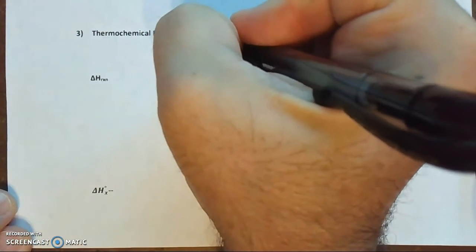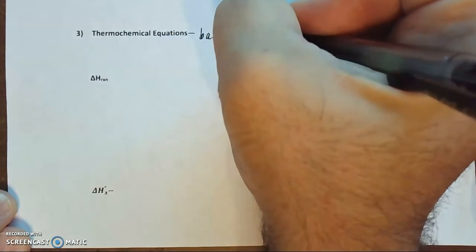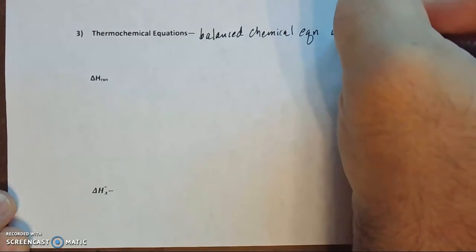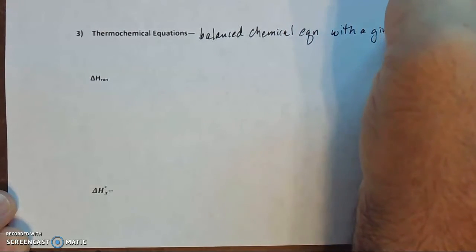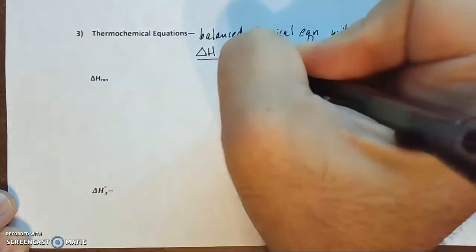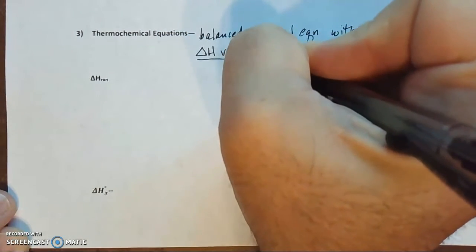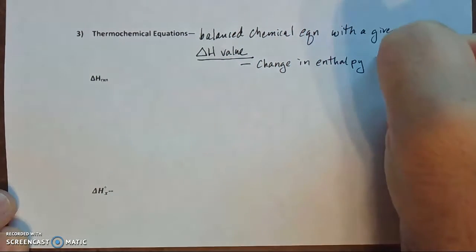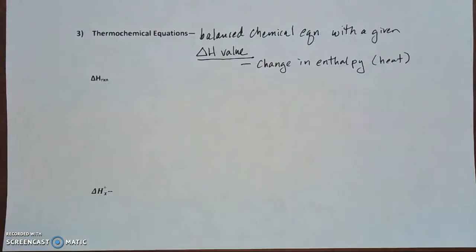So in the reading, you read about what a thermochemical equation is, so we're just going to review that material. A thermochemical equation is a balanced chemical equation, so we have already balanced using coefficients, with a given delta H value. And a delta H value is a change in enthalpy. And enthalpy for our purposes is just a fancy word for heat.